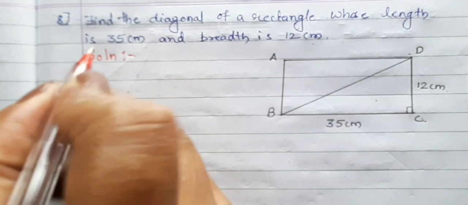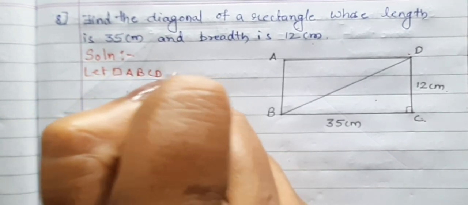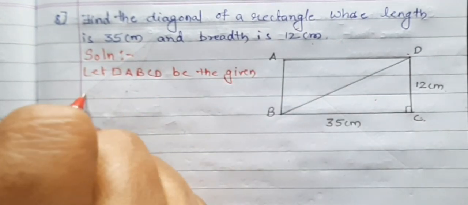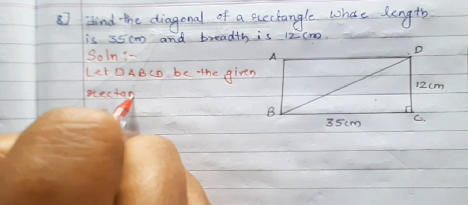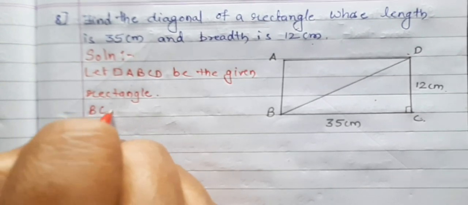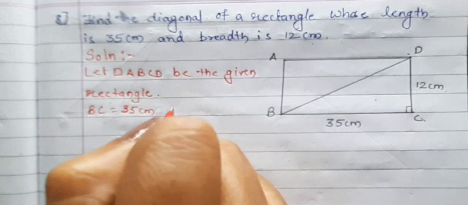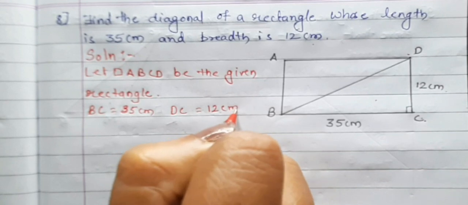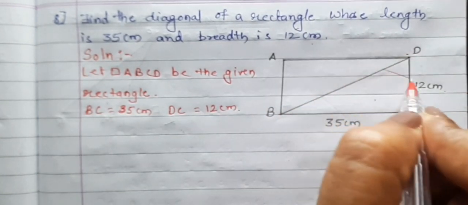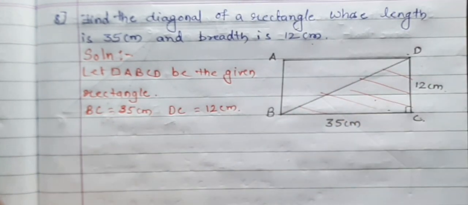Now, what is given to us? Let quadrilateral ABCD be the given rectangle. Okay. BC is given to us as 35 centimeter. And DC is given to us as 12 centimeter. So we have to just concentrate on this particular part of the triangle, okay? Because we have to apply Pythagoras theorem to get the length of BD, okay?